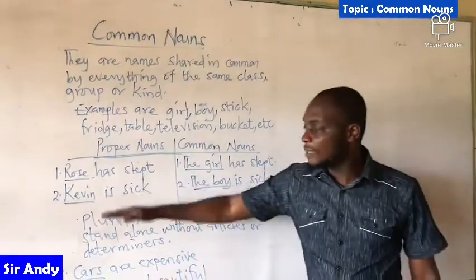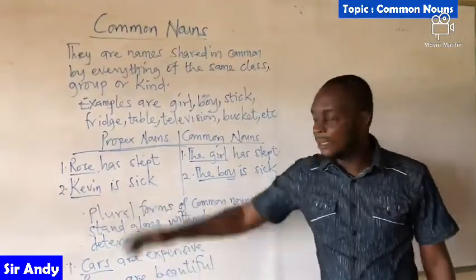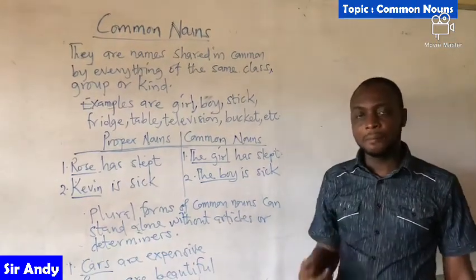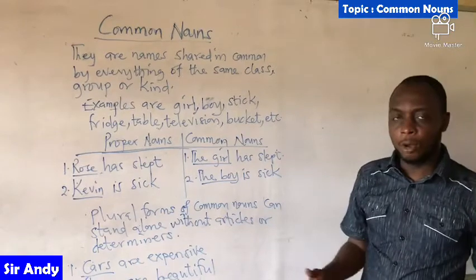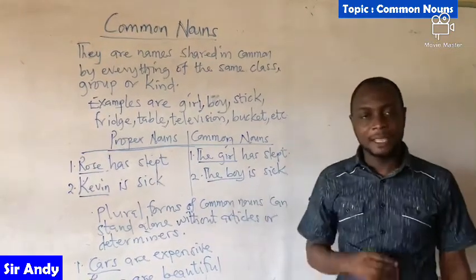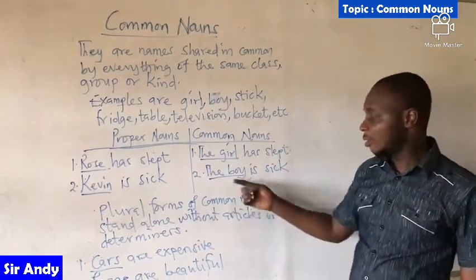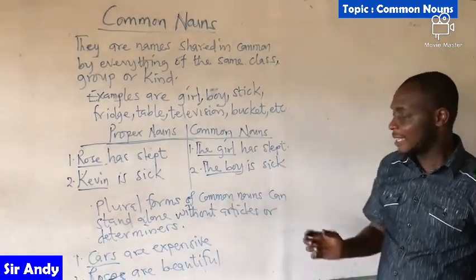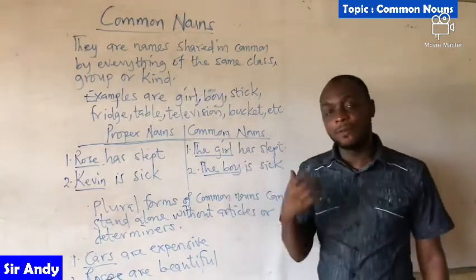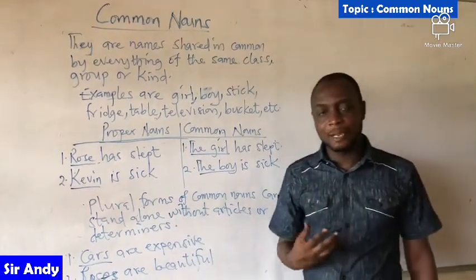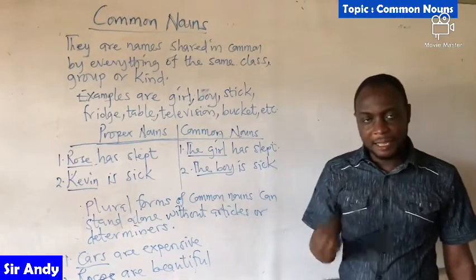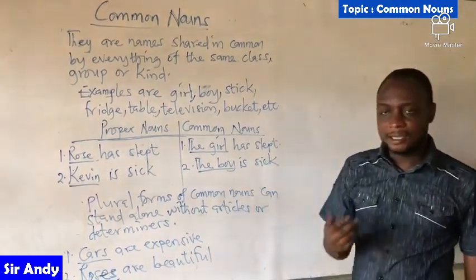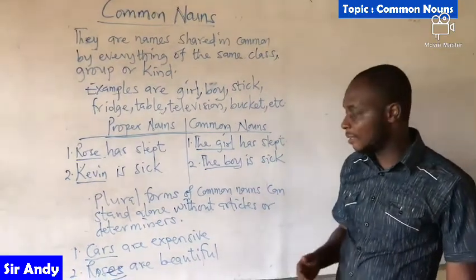And then we also have this: Kevin is sick. Kevin too is underlined. So if you have to change Kevin, which is a boy or a male, to the common noun, it becomes boy. And therefore that will also admit the definite article. It becomes "The boy is sick." So for common nouns, when they are singular, they must take the definite article there to make it stand so that it will make sense.